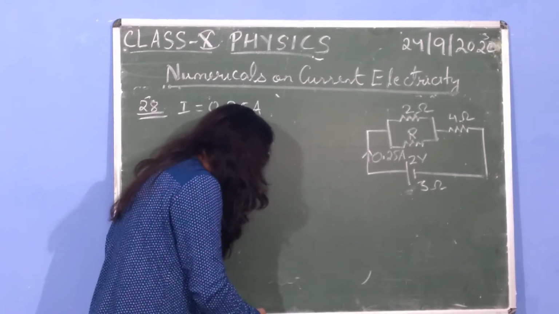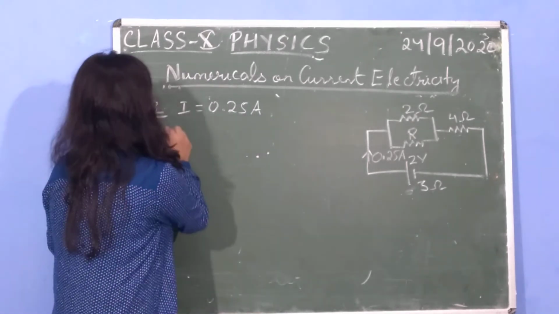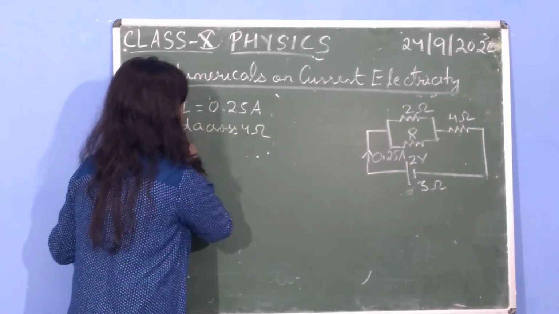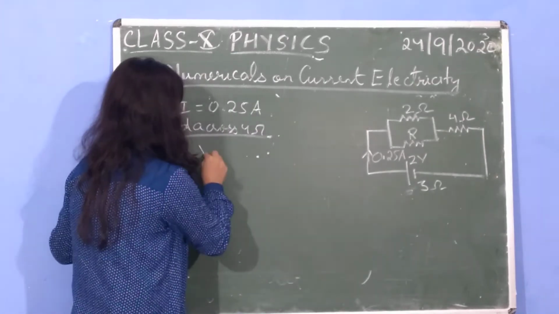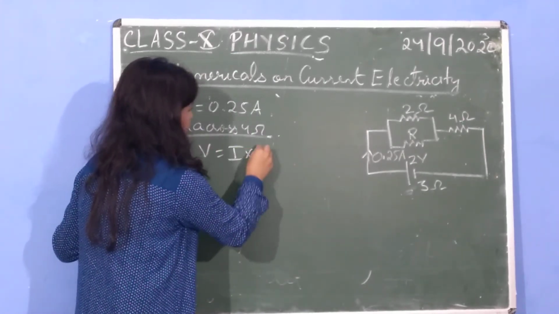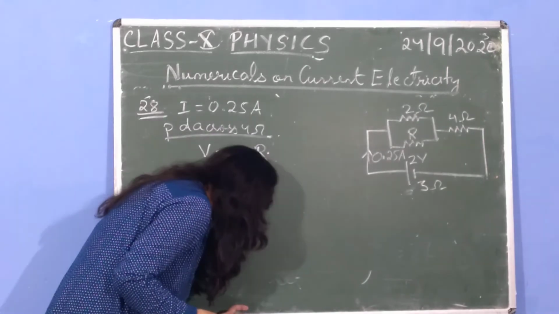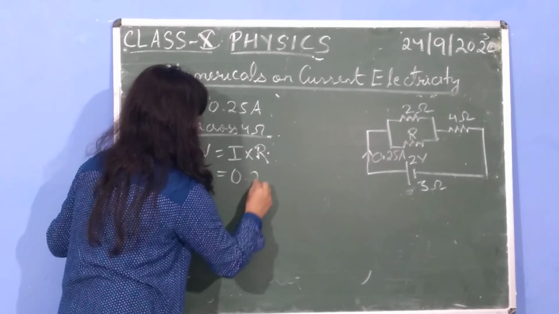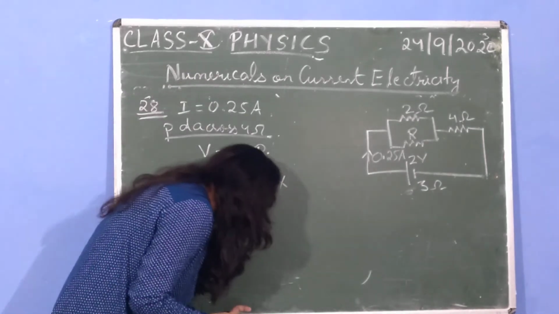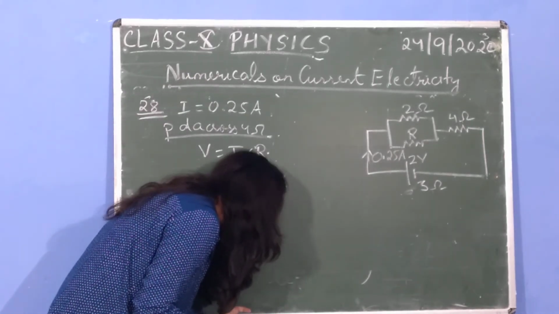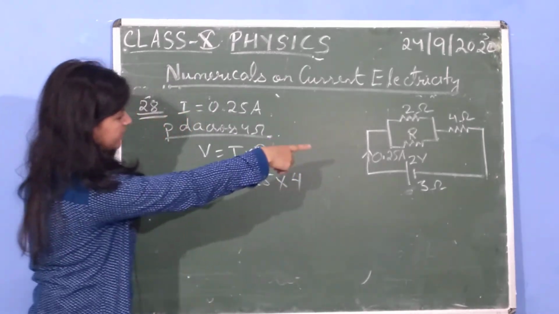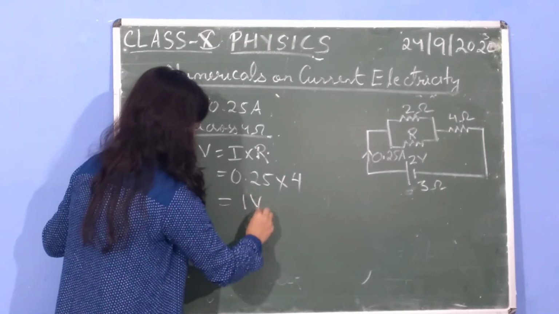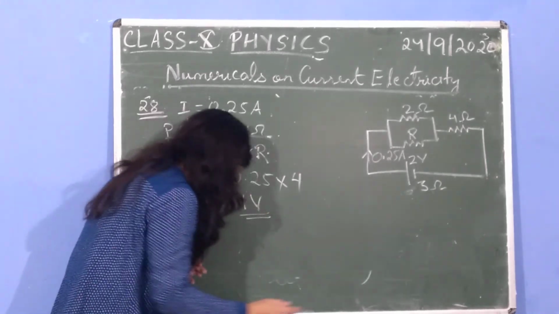Okay, first find out the potential difference across the 4 ohm resistor. To find out, you will apply V is equal to I into R. Replace the values, 0.25 into the value of R, since it is across the 4 ohm resistor, it is in series, so 0.25 into 4 is equal to 1 volt. This is your answer to part 1.